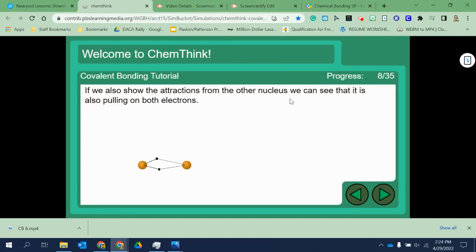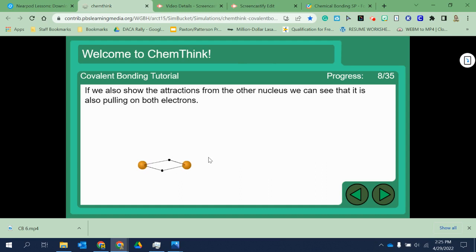All right, so here, if we also show the attractions from the other nucleus, the one on the right, you can see that it's also pulling on both the electrons. So this is kind of where I was saying, like trying to walk a dog that is attracted to the other dog, and they're pulling each other towards one another, and that's going to end up pulling the people that are pulling those. So they end up being attracted to each other in this way, and you can see the line is showing that they are moving towards each other, right?